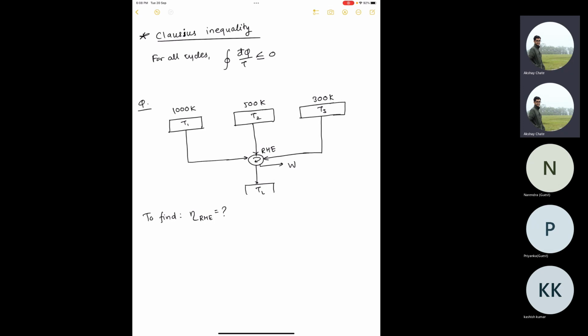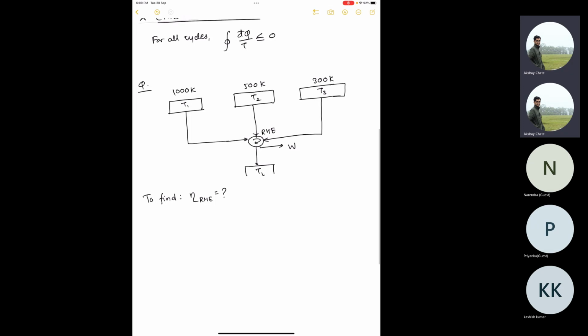Now to solve this question, see, the formula of efficiency is net work done upon heat input. But here, one more data is given. Q1 is equal to 100 kilojoule. Q2 is equal to 50 kilojoule. Q3 is unknown. So work done is unknown, Q3 is unknown. So you can't directly apply that net work done by total heat supplied formula.